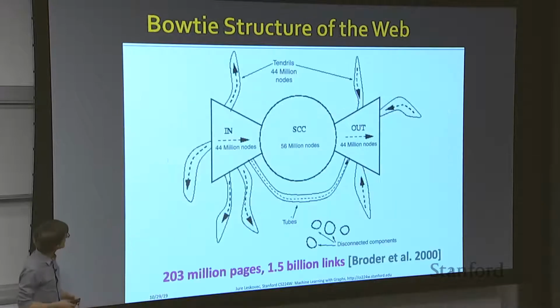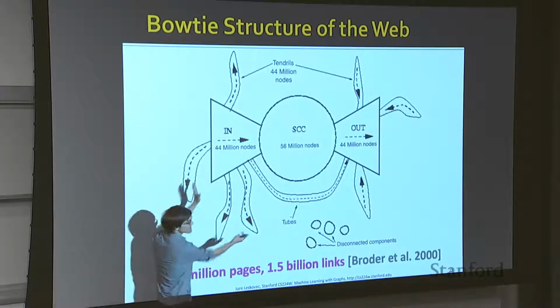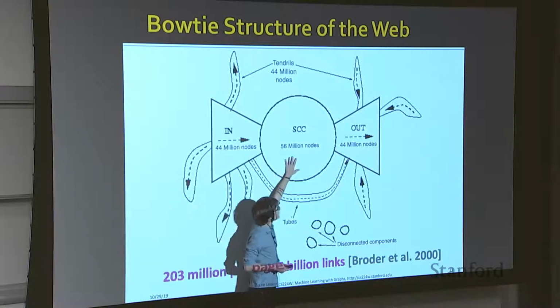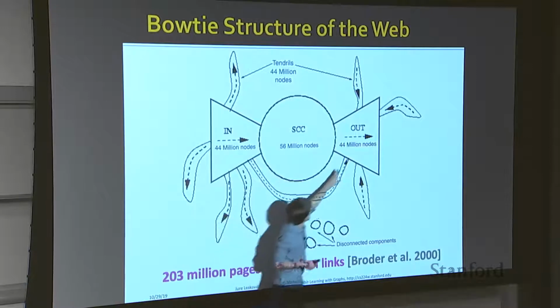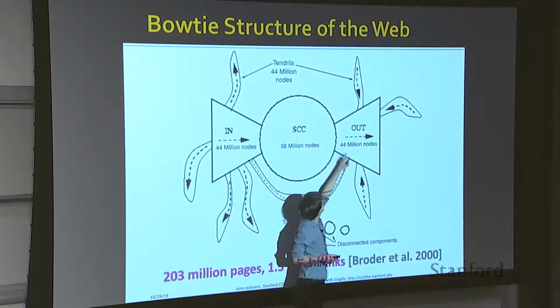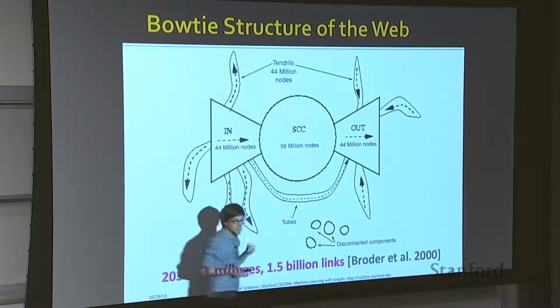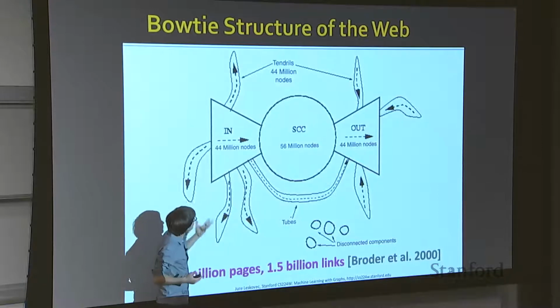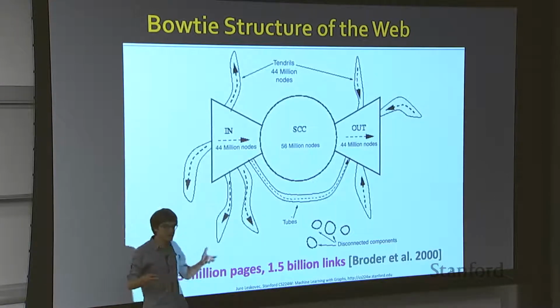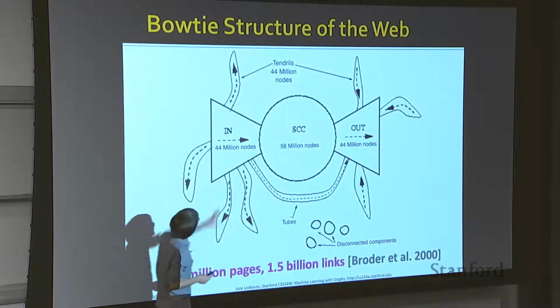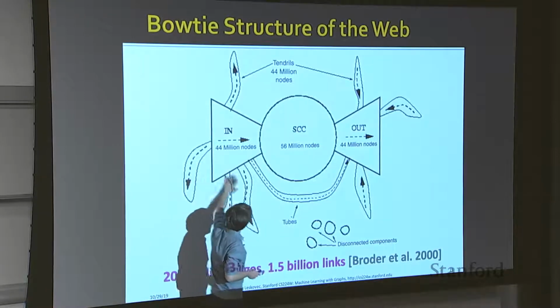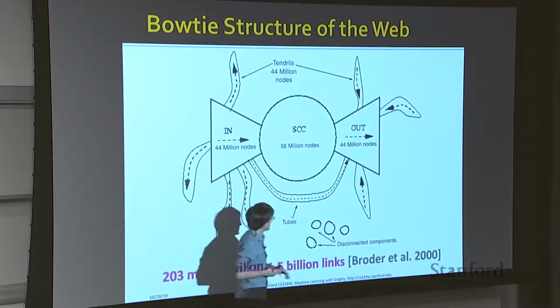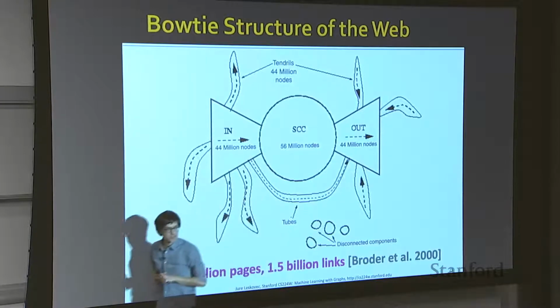They conceptualize this in the notion of the bow tie structure of the web, where this is exactly what I showed you. This is the 56 million nodes in the strongly connected component. Then here and here are the nodes, where this plus this is 100 million, this plus that is 100 million. And then now you are at 144 million, 150 million. So you need another 50 million nodes that they call tendrils that hang off, or tubes, disconnected components, and so on.